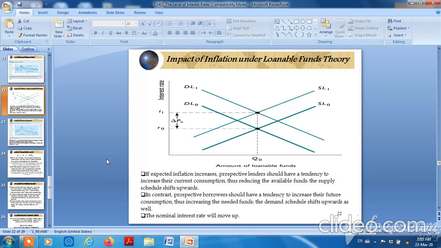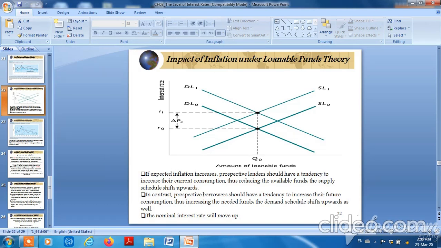البورورز لما يشعر ان الانفليشن ريت will increase هيميل to increase their future consumption، هيزود استهلاكه في المستقبل، لانه هيحتاج اموال اكتر علشان ينفق على نفس الكميه اللي كان بيشتريها قبل كده بسبب ان الانفليشن زاد. وبالتالي هلاقي إن السبلاي of money will move up والdemand of money will move up.